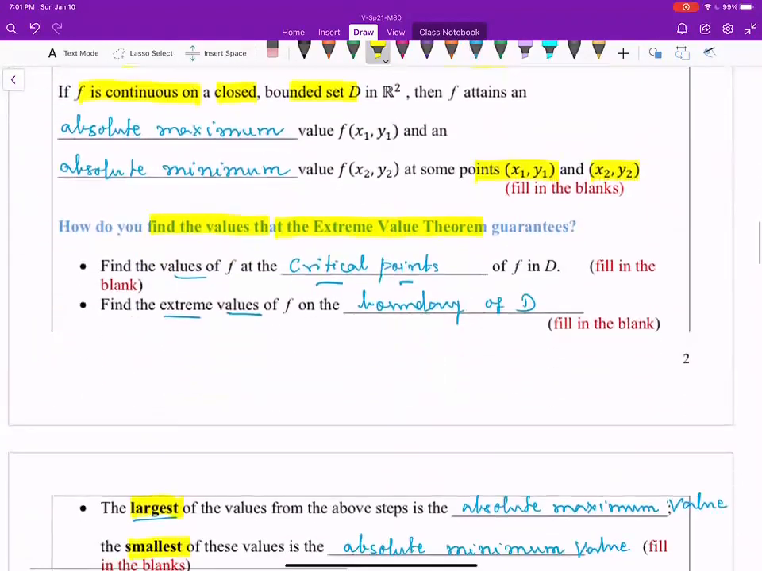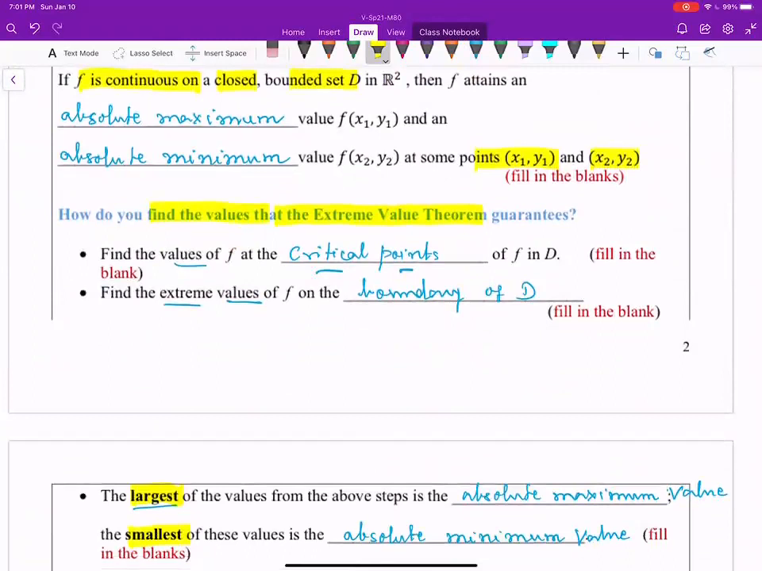So first we have to find the critical points and then find the values of f at the critical points. If, let's say, you have found that (a1, b1) and (a2, b2) are two critical points, then you have to find f at (a1, b1) and f at (a2, b2). Those are the values of f at those critical points. Then find the extreme values of f on the boundary of D. This part may be the challenging one in problems.